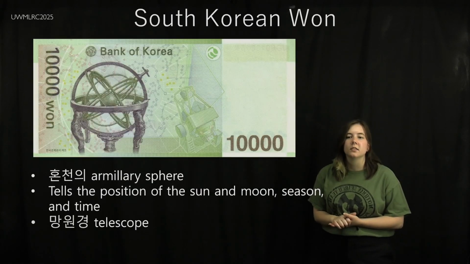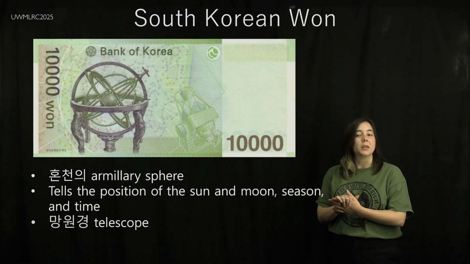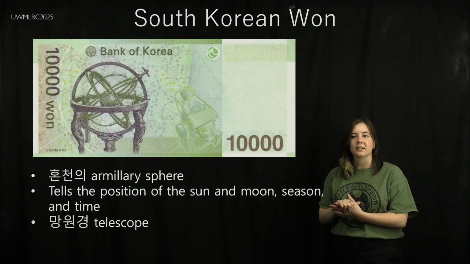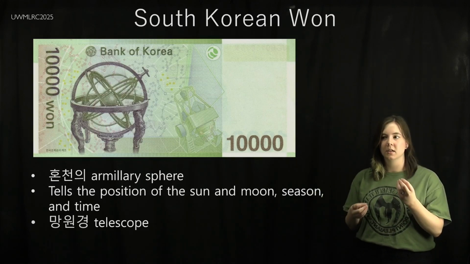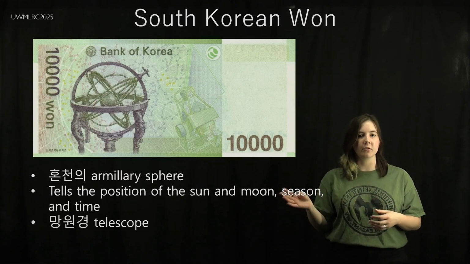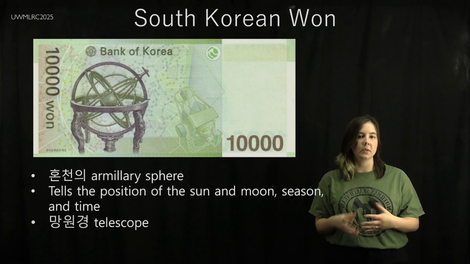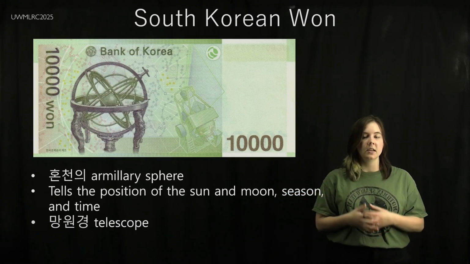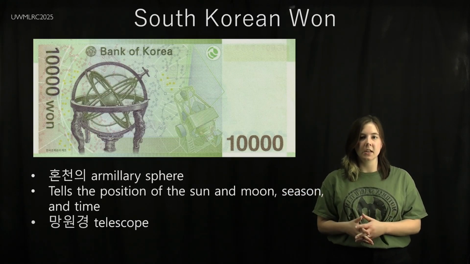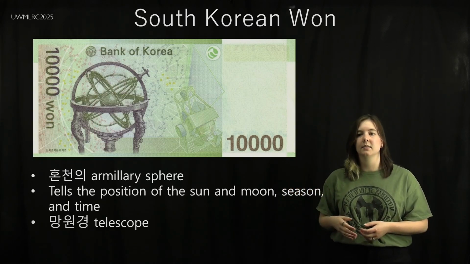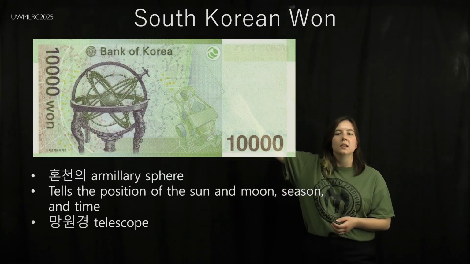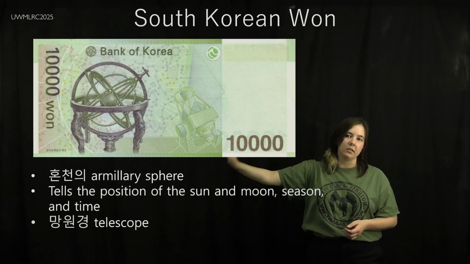On the back, there's also this armillary sphere. It tells the position of the sun, moon, season, and time. This invention, I believe, was brought over from China, but it made its way to Korea around the same time as King Sejong the Great, and he was very interested in inventions and new technology like this. In the back, you can see a map of stars and a telescope.